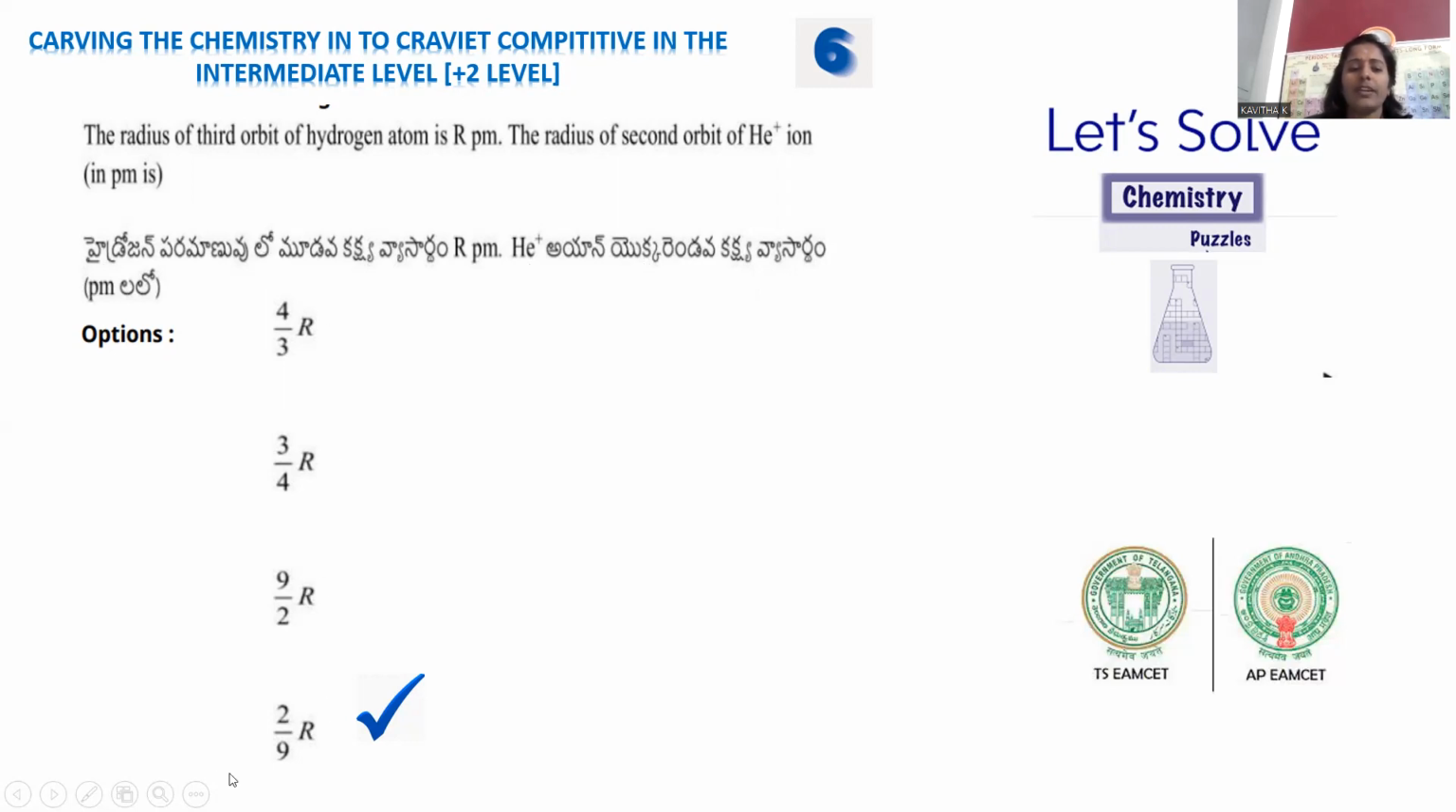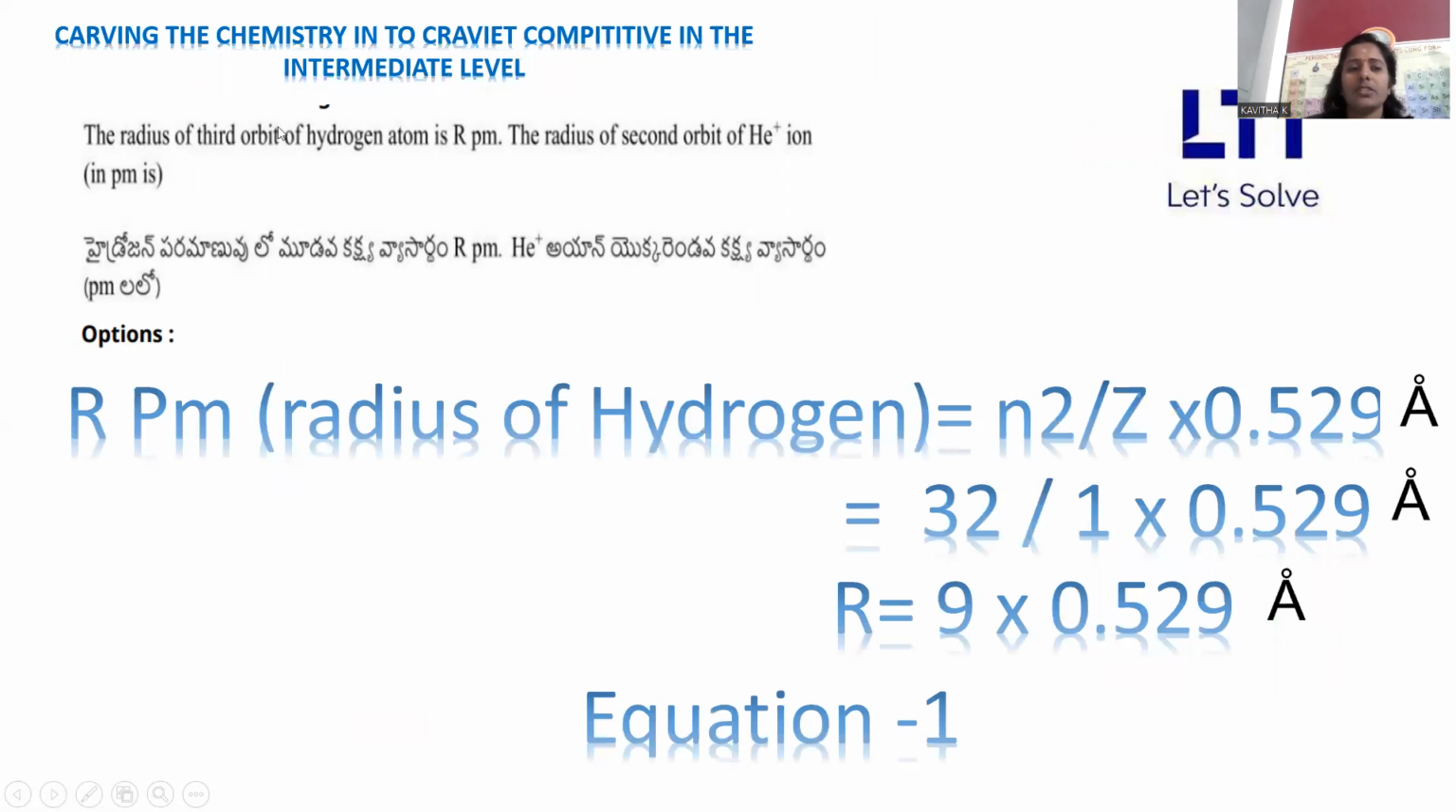4 options are provided. Among all, 2/9 R is the correct answer. Let's see how we can calculate this kind of problem, right? So here, this is the problem provided. For the hydrogen atom, its third orbit radius is given as R picometers. R picometers is called the radius of the hydrogen.